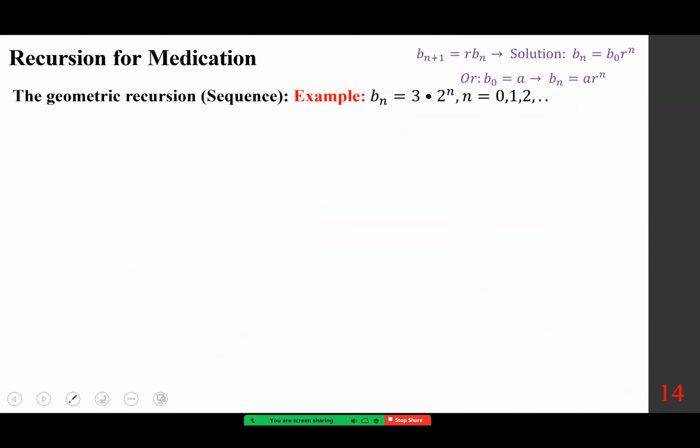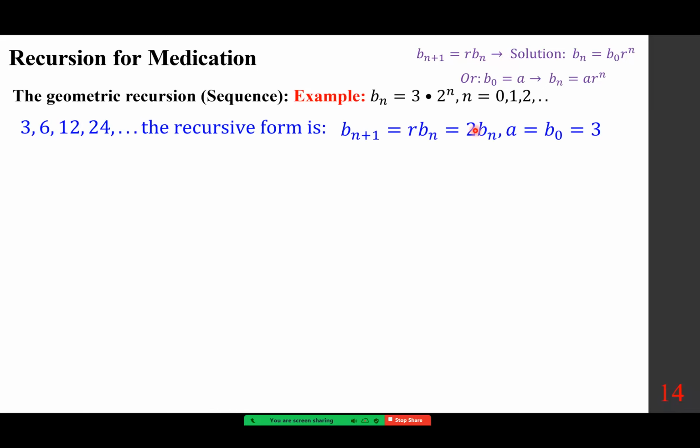All right, recursion for medication. First, we remember the basic geometric sequence. B sub n plus 1 is R B sub n. For example, if we have B sub n equals 3 times 2 to the power of n, if I replace the n with 0, I get 3. With 1, I get 3 times 2 equals 6. With 2, I get 4 here, times 3 is 12, and so forth. So this is the sequence we have, and in this format, B sub n plus 1 is R times B sub n. That means 2 times B sub n, where the initial value A or B sub 0 is 3. This is something we've seen, nothing brand new.